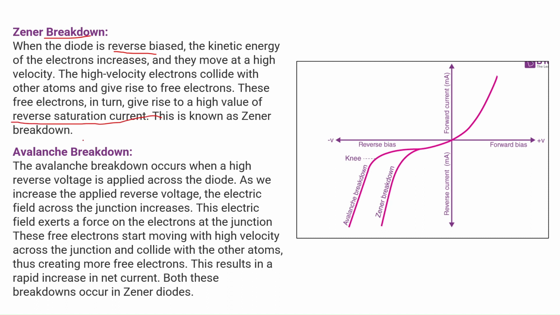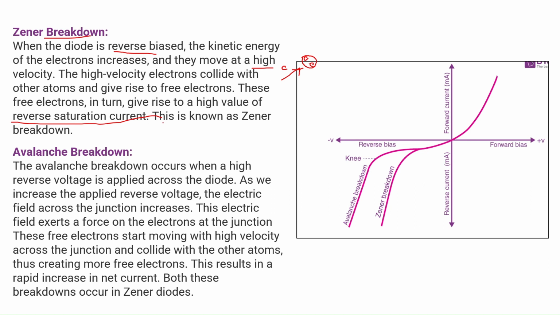In Zener breakdown, when the diode is reverse biased, the kinetic energy of the electron increases. Since the kinetic energy increases, the electrons move with high velocity. The high velocity electron collides with the atom. When an electron collides with an atom, it breaks the covalent bond between electrons in that atom, thus creating more number of carriers. This leads to reverse saturation current. This is the case of Zener breakdown.